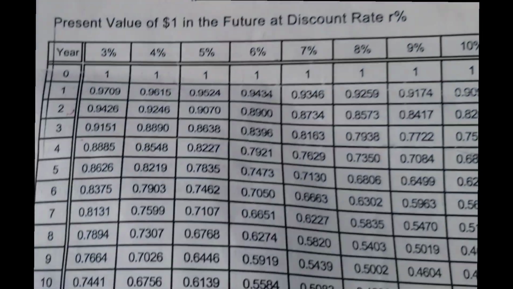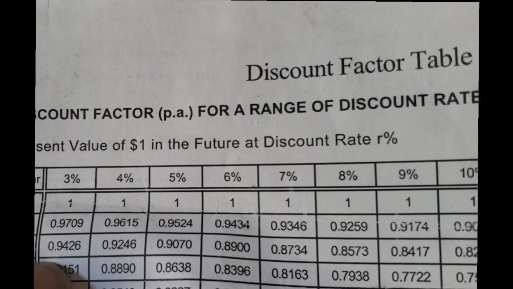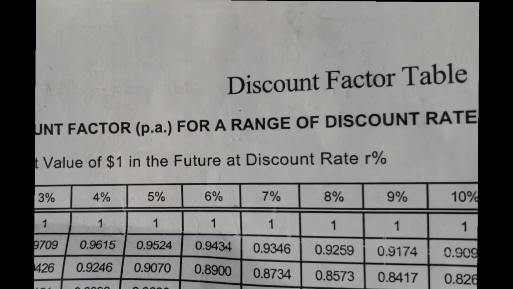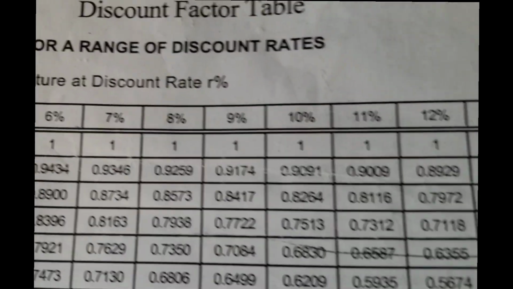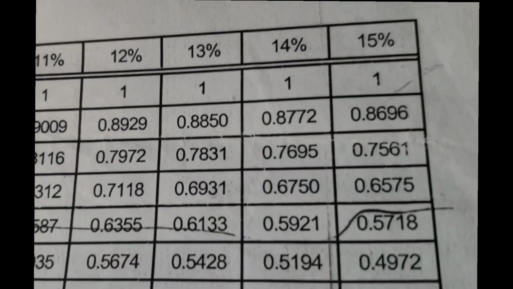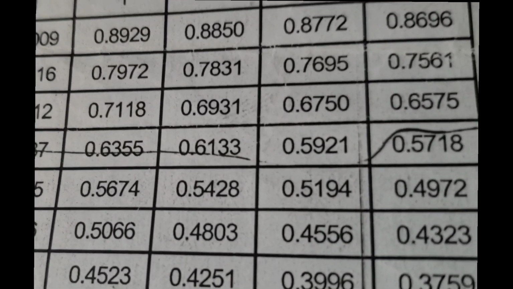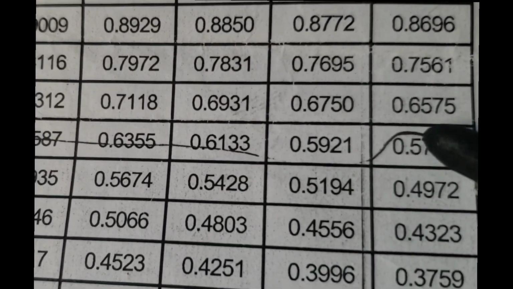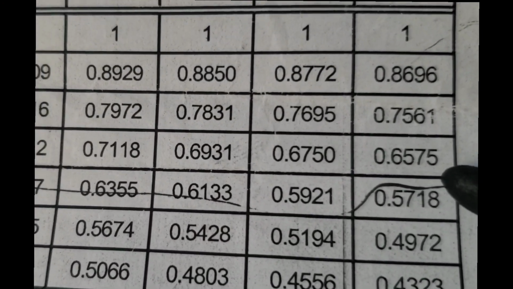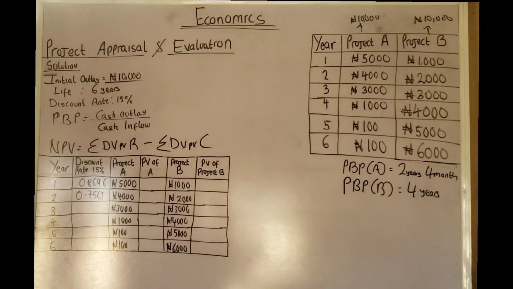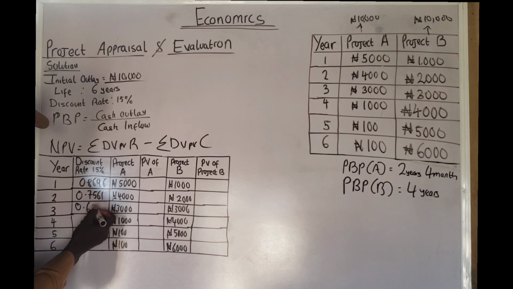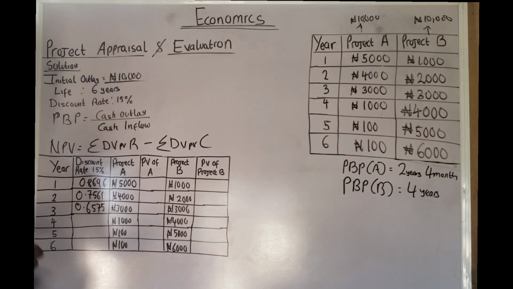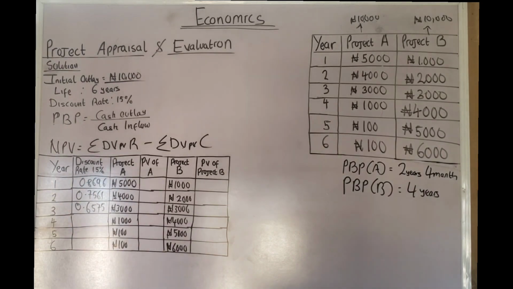For year 3, this is year 3. But year 3 under 15%, that's what we are looking for. Year 3 under 15% is 0.6575. You understand? So I'm going to have 0.6575 here. So you can see how I've gotten the discount rate of each year under 15%. So that's how you are going to get the discount rate.